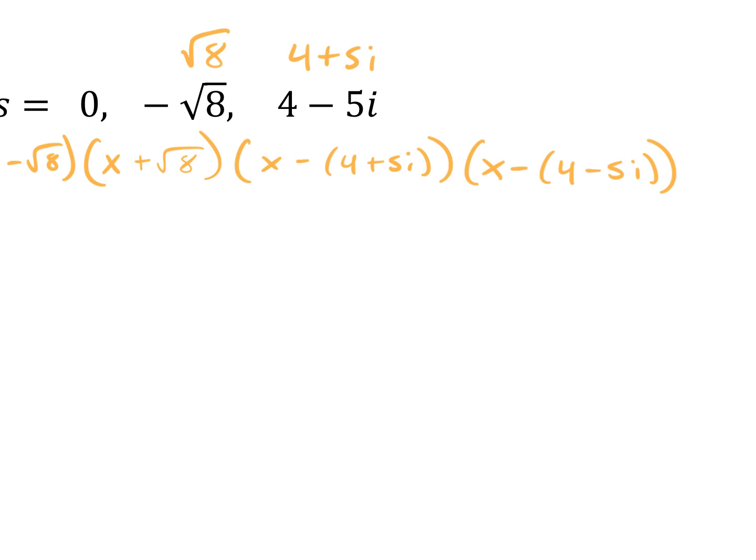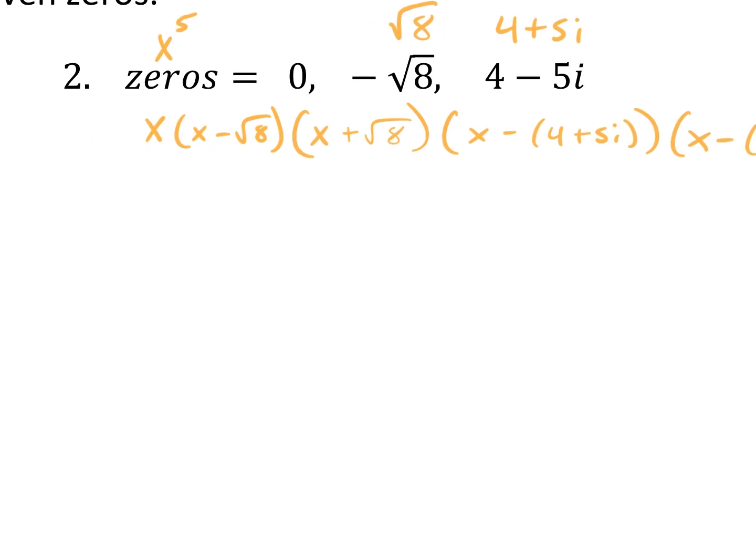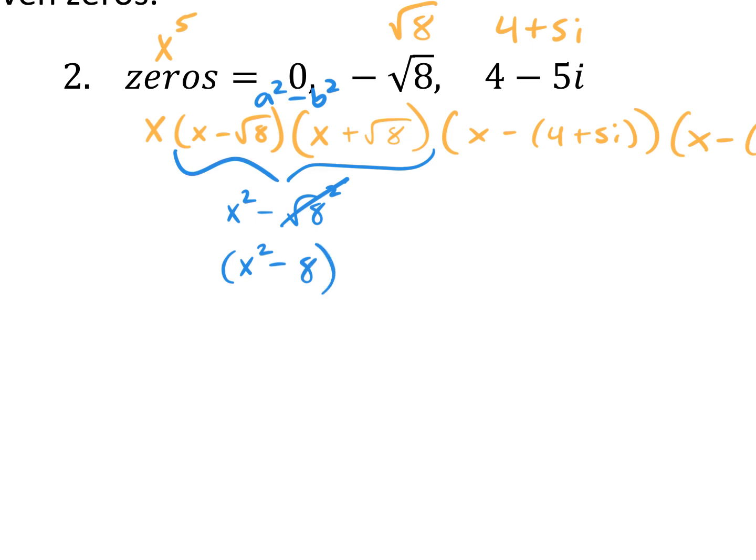So we always want to multiply our conjugate pairs together first. So we can multiply these two out together first. You can do your conjugate shortcut, so a squared minus b squared. So we get x squared minus square root 8 squared. So square root and the squared would cancel. So this factors or foils into x squared minus 8.